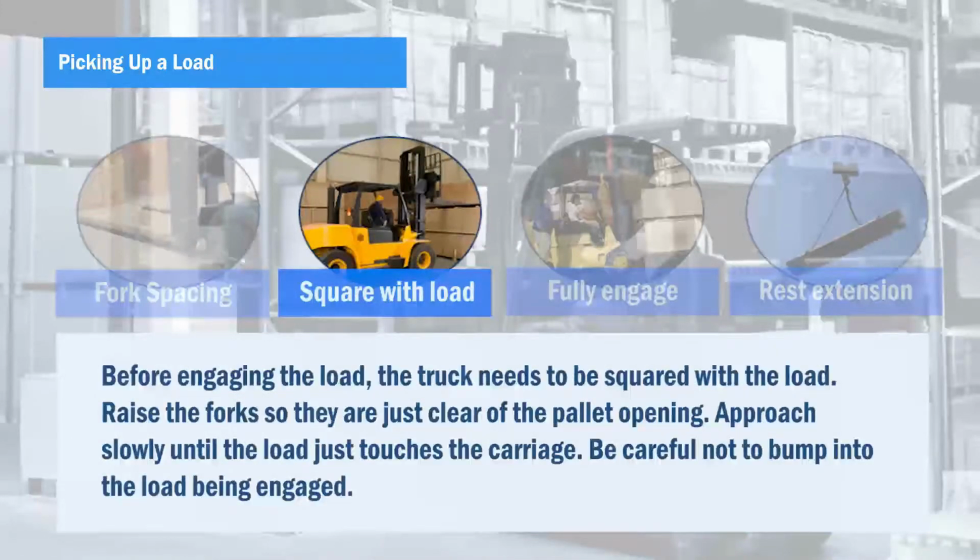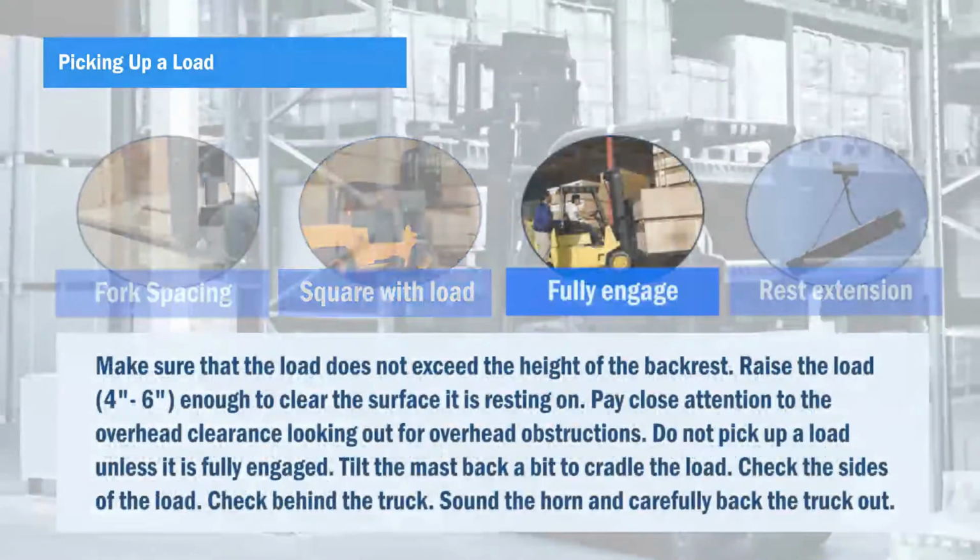Square with the load. Before engaging the load, the truck needs to be squared with the load. Raise the forks so they are just clear of the pallet opening. Approach slowly until the load just touches the carriage. Be careful not to bump into the load being engaged. Fully engage. Make sure that the load does not exceed the height of the backrest.